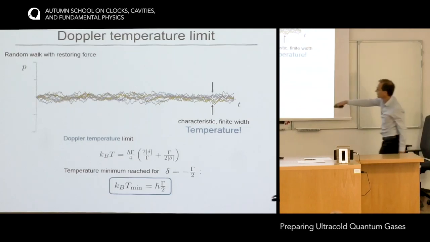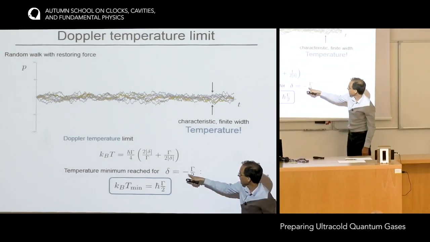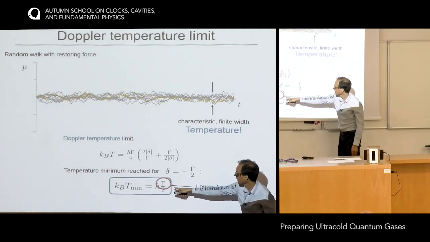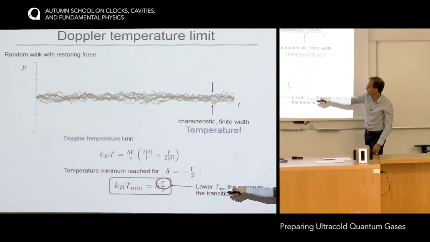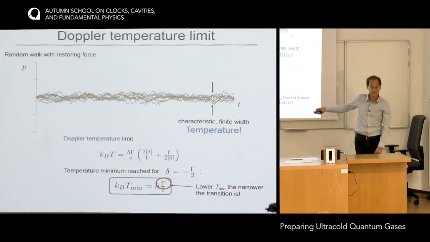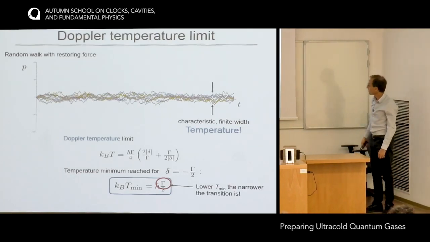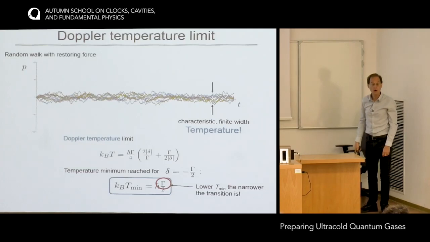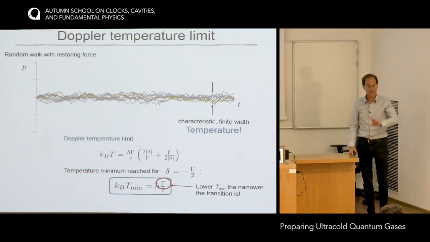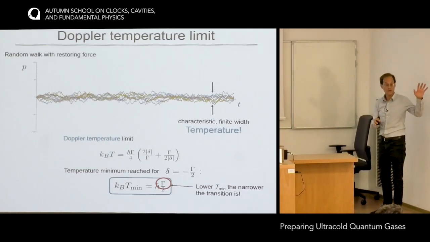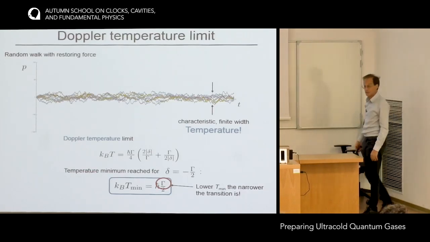What I want to point out here is that this, for the best detuning, for the best cooling, is proportional to the line width of the optical transition that you are using for cooling. So that's very important. You can cool lower if you have a narrow line, and that's what we have in strontium. We have not only a 30 megahertz line, but also a kilohertz line.